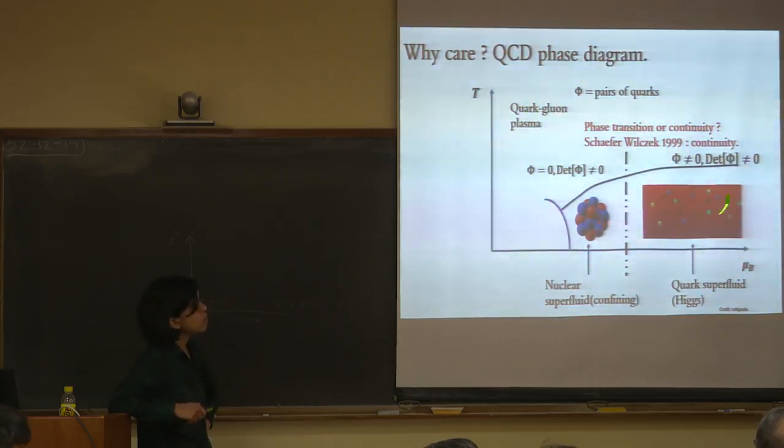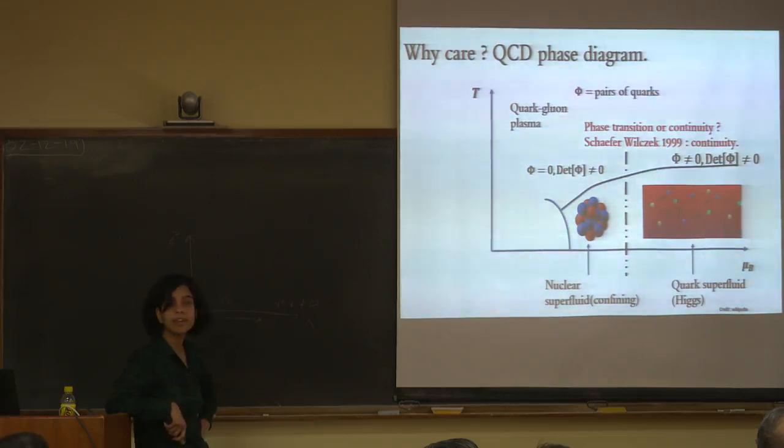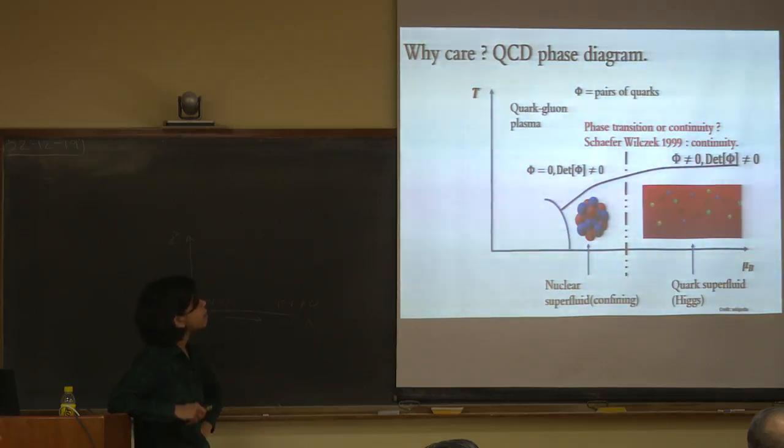So basically, the quark matter side maps to the Higgs side, and the nuclear matter side maps to the confining side. Surprise, surprise. Of course, that's what would happen if there were a mapping. So the question one might ask is that as you're dialing parameters to go from nuclear superfluid to quark superfluid, is there a phase transition separating the two? And this question was actually thought about by Thomas Schaefer and Frank Wilczek in 1999.